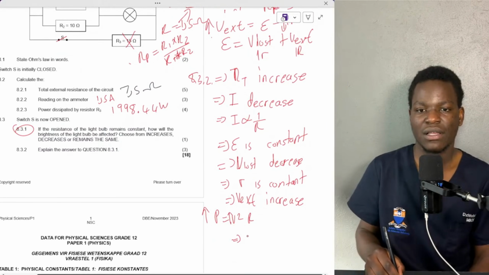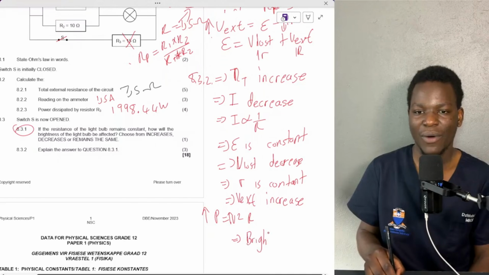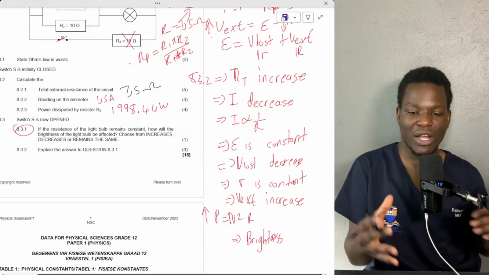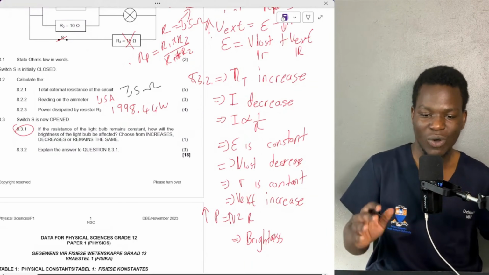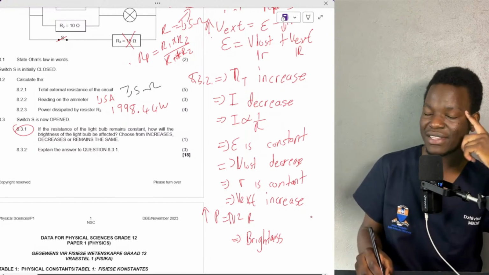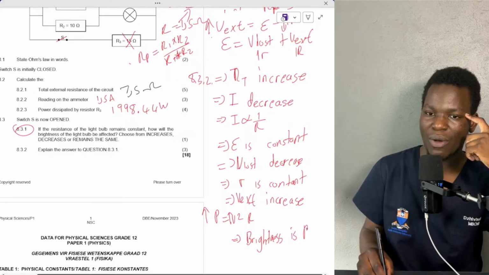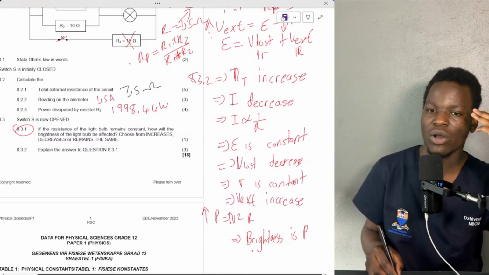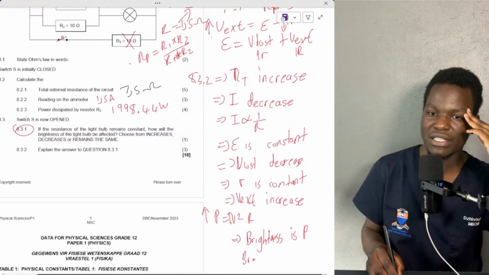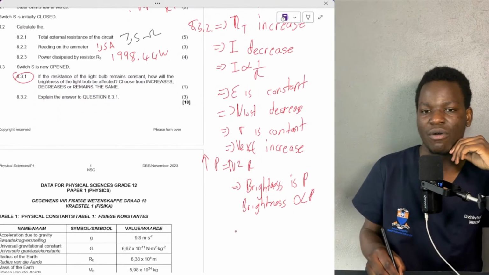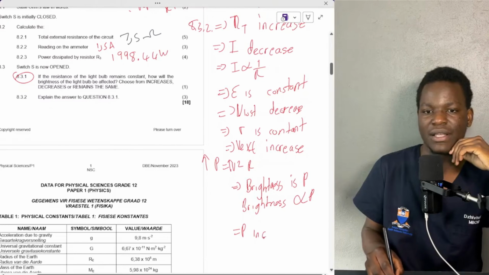Therefore, you'll say brightness is power. That's why when you buy light bulbs, they'll be written 50 watts, 100 watts, and the greater the watts, the greater it lights up. So that's also what you have to keep in mind. Brightness is directly proportional to power. You can write it in many ways. And then you continue to say that, therefore, power increases. If you write an equation, power equals V squared over R.